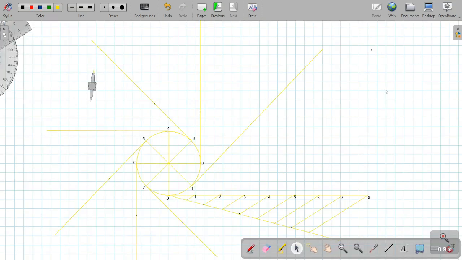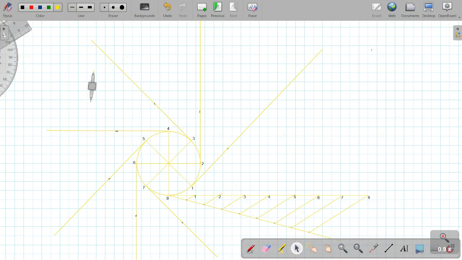Till this step, everything will be common. I mean, the method of construction will be common for any involute of a circle. That is, draw a circle of given dimension, divide it into 8 equal parts, measure the perimeter, divide that into 8 equal parts, and then make the tangents to every point on the circle. Till this part, the method of construction for any involute of a circle will remain the same.